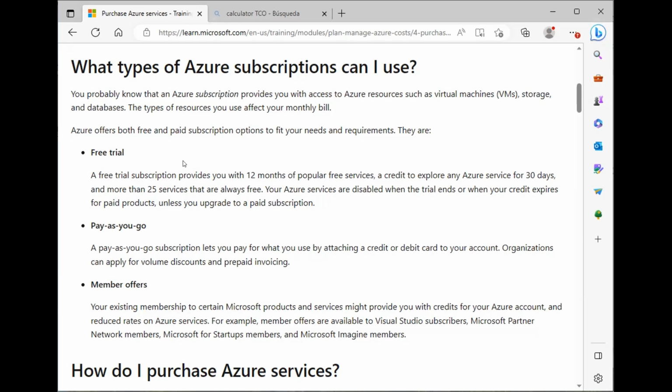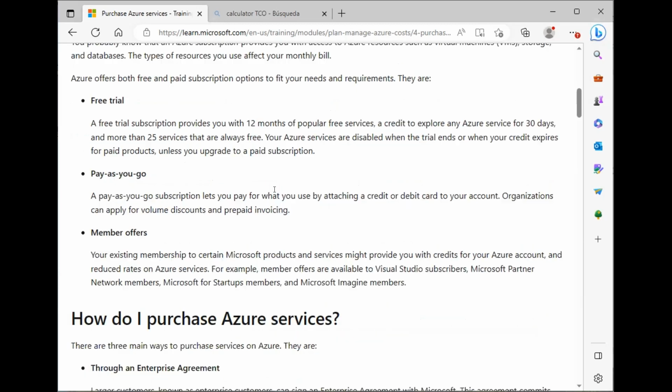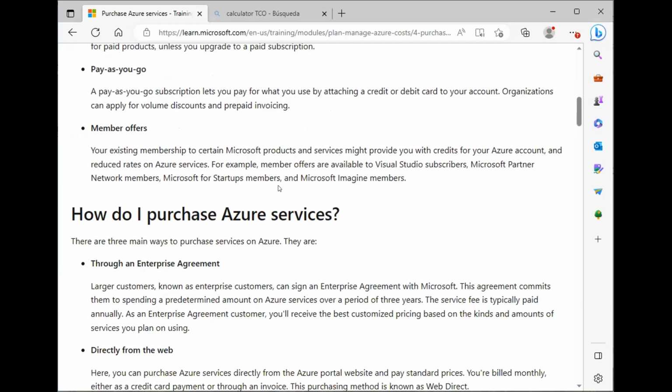The other is member offers. In member offers, your existing membership to certain Microsoft products and services might provide you with credits for your Azure account and reduce rates on Azure services. For example, member offers are available to Visual Studio subscribers, Microsoft Partner Network members, Microsoft for Startups members, and Microsoft Imagine members.